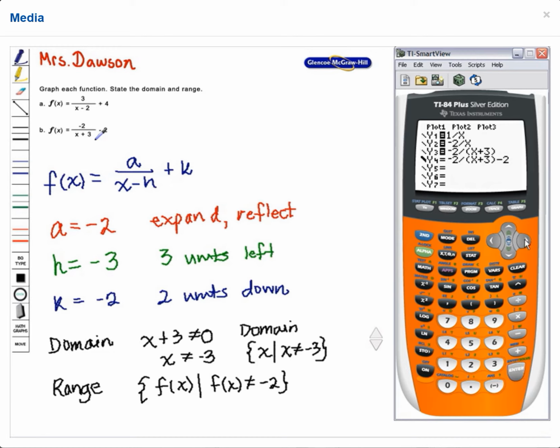And then y4, which is the final function listed in part B, turn that on. Negative 2 divided by x plus 3 minus 2. So we're expecting to see what we had in y3, only this time shifted 2 units down. There's 1 over x, negative 2 over x, negative 2 over x plus 3, and last but not least, our final function of negative 2 over x plus 3 minus 2, where we have a horizontal asymptote at negative 2 and a vertical asymptote at negative 3, which supports our domain and range.